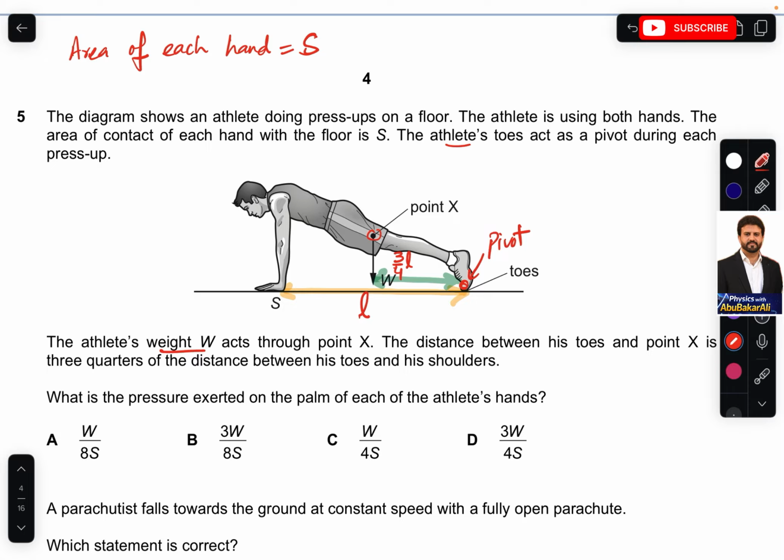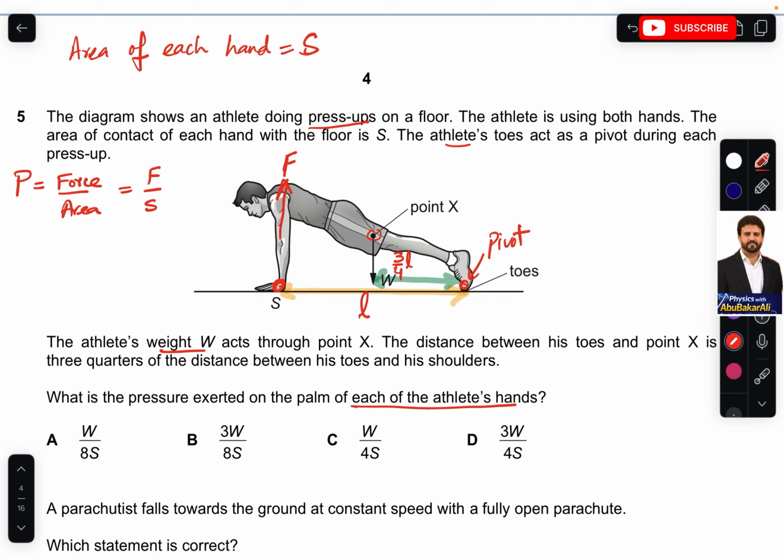What is the pressure exerted on the palm of each of the athlete's hands? Each hand. Okay. So first we need to find the pressure. We know the relation is pressure equals force divided by area. So for each hand, the area will be S, so F/S. Which force do you need? You need this force that is exerted here. This is basically the press-up. The earth is pressing this person up, so the force is acting like this. And you have the pivot point.